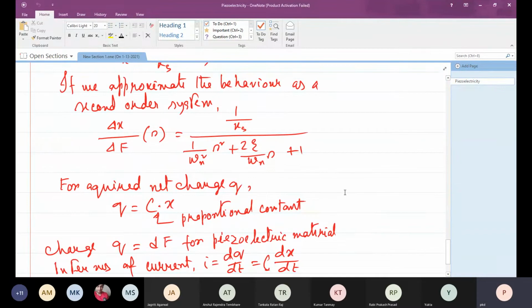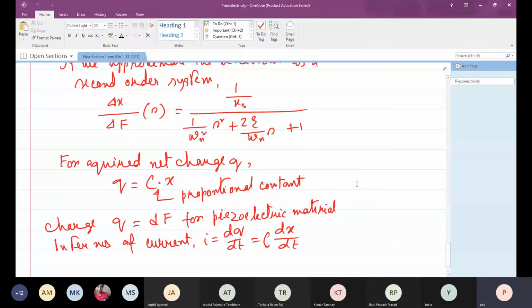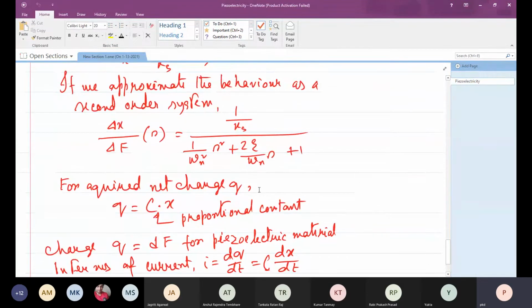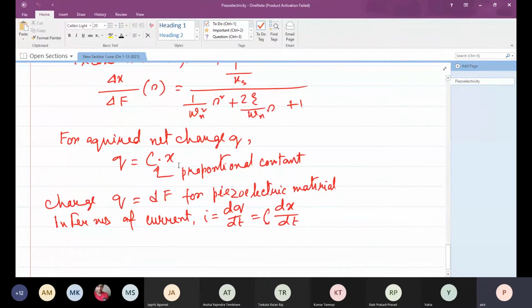While we were discussing the transfer function, we assumed this transfer function to be of second order, and from that we can have the idea that there would be some associated measurement circuit as well.